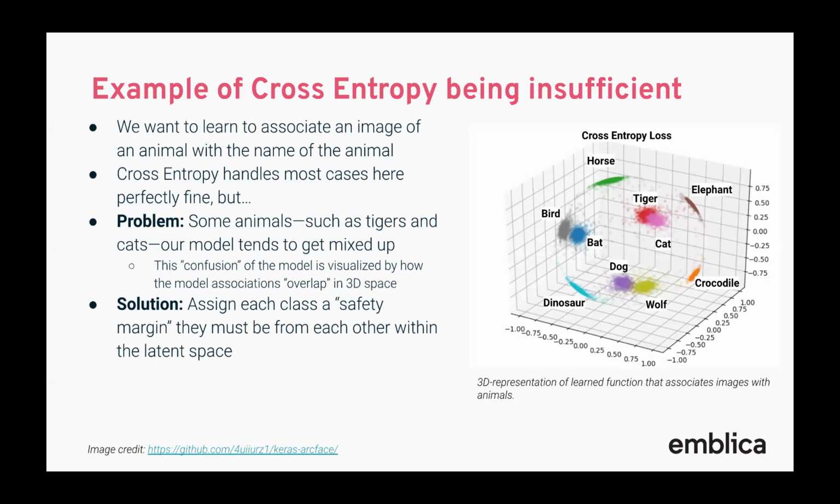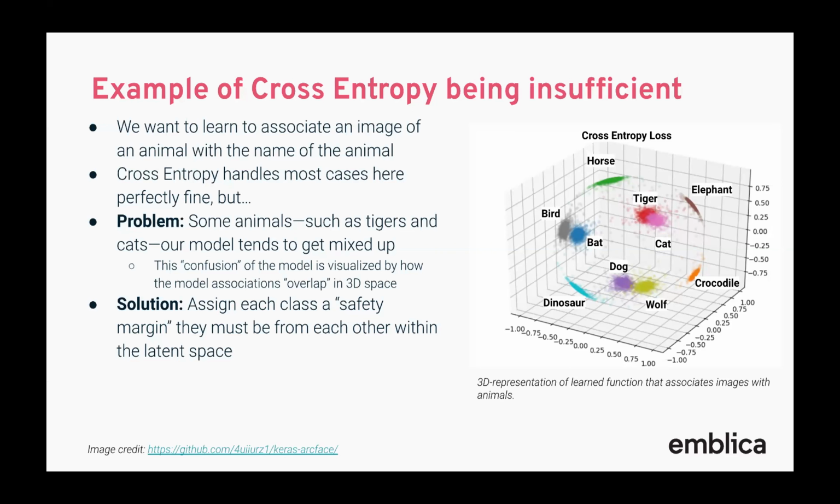But cross entropy is not always perfect. And this brings us to the topic of when we want to change our loss function or consider alternatives. So we have this example problem where we want to learn to associate an image of an animal with the name of the animal. So it's like an animal classification problem. And cross entropy works very well here most of the time. A horse looks very different to a crocodile. So it learns to classify these two animals very well. It would never confuse a picture of a crocodile with a horse.